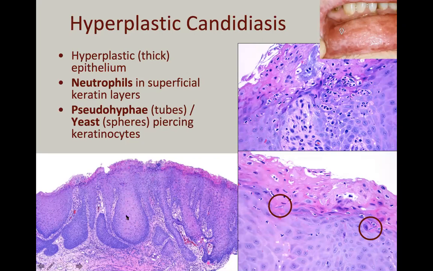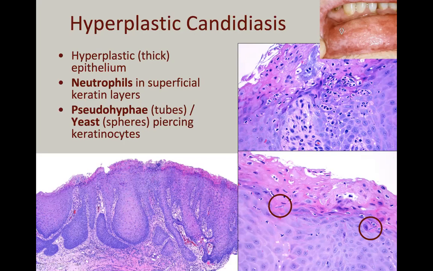The epithelium looks very thick or hyperplastic with these very bulbous, reedy rete ridges. If you look carefully, you see neutrophils in the superficial epithelium. But most specifically, you see these yeast forms, these pseudohyphae, piercing through the keratinocytes in the superficial epithelial layers. So this triad of hyperplasia, neutrophils, and punctuating yeast forms is specific for hyperplastic candidiasis.